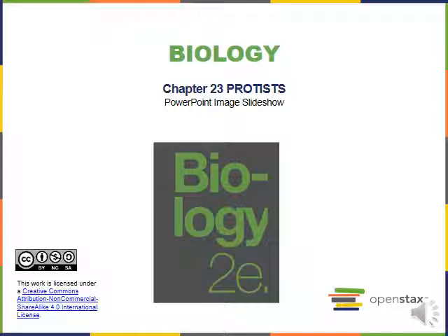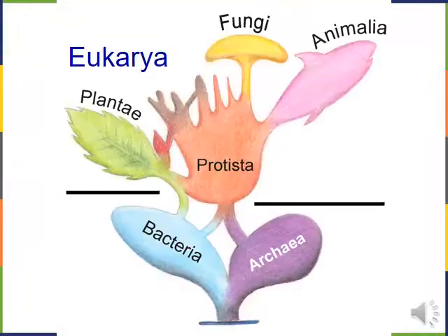Kingdoms within the Dominion. So as you can see here, we also think about the domain Eukarya as being comprised of four different kingdoms. As a reminder, Animalia, Fungi, Plantae, and Protista. And so today's topic is to delve a little bit further into the kingdom Protista.